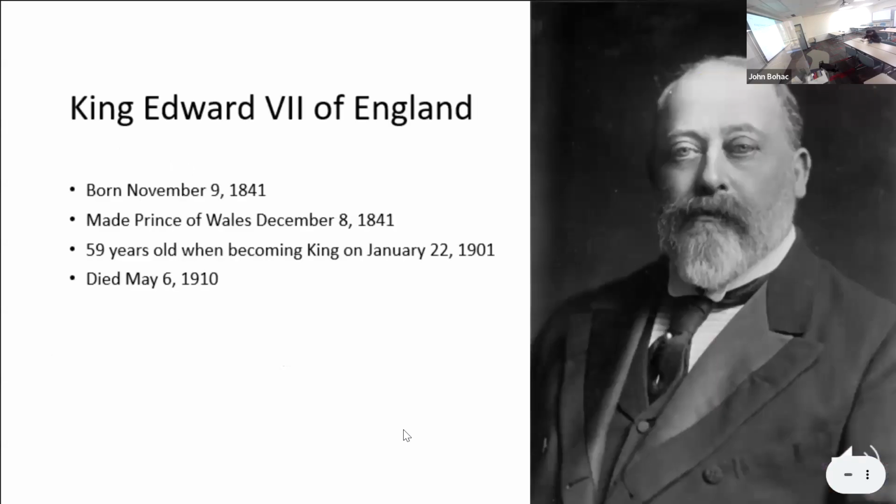King Edward of England was in rule when the Eiffel Tower was built. He was born November 9, 1841, and became Prince of Wales a month later on December 8, 1841. He was the eldest son of Queen Victoria and Prince Albert. He was 59 years old when he became king on January 22, 1901. He died on May 6, 1910, at the age of 68.